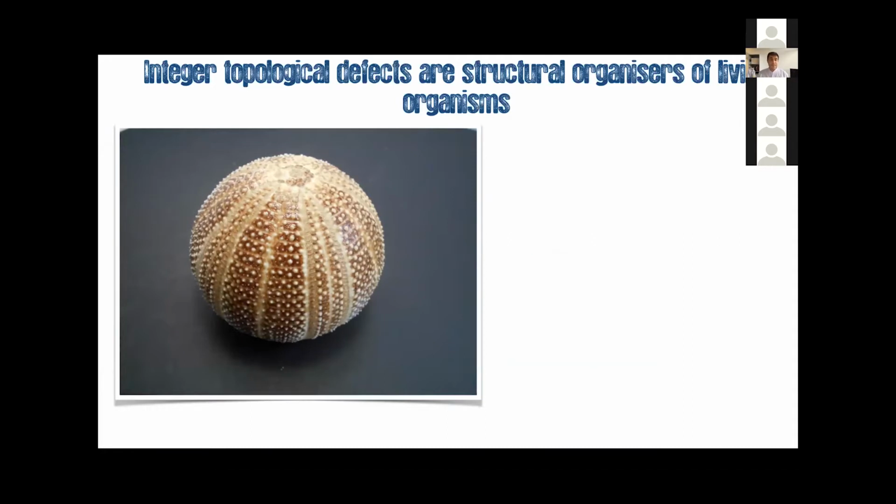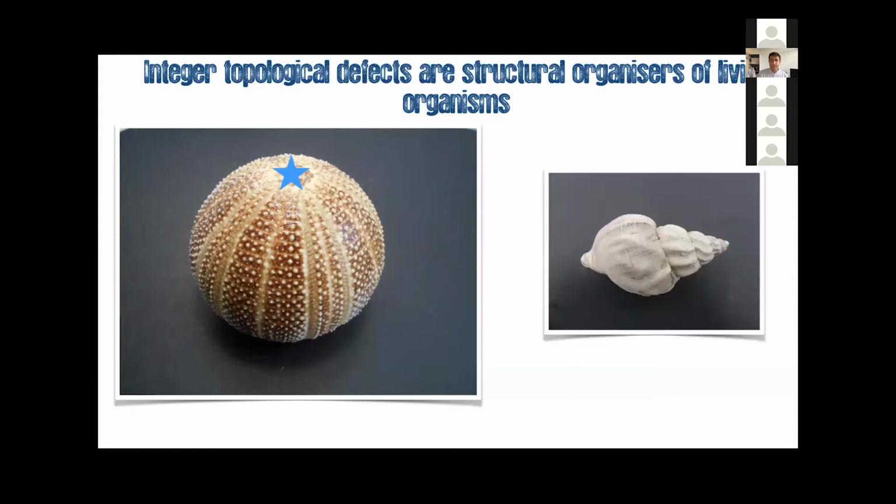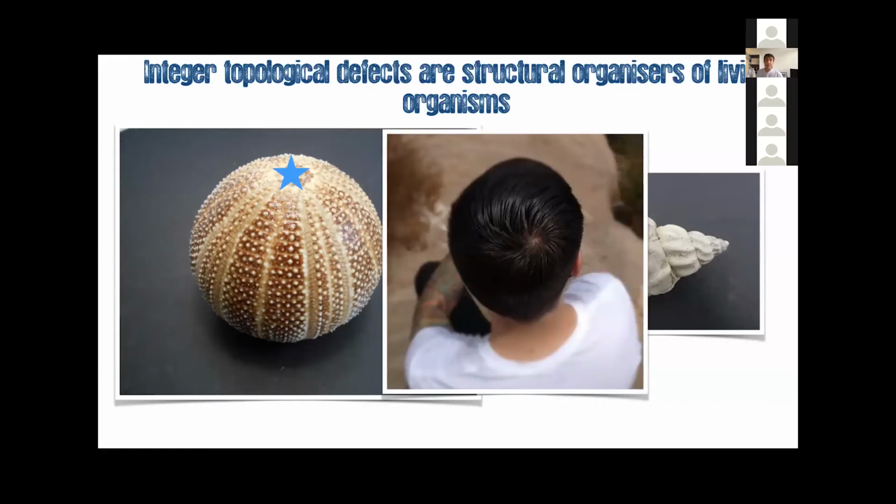I hope you can see it. And as you can see on this picture, there's a very nice aster structure, and there's a topological defect at the tip of the sea urchin. You can look at other shells on the beach, and this is one from a famous seashell in France, and there's also a topological defect. And it's not just on seashells. You can look at your head, and there's also a topological defect here. So these defects are actually structural organizers of the body plan of many organisms, in particular plants and animals.